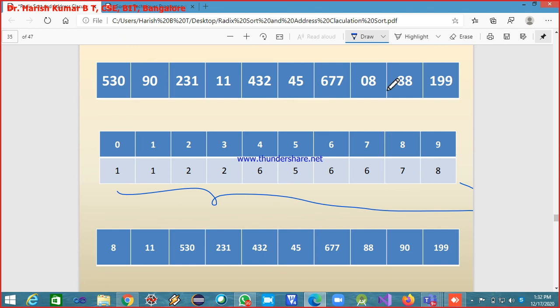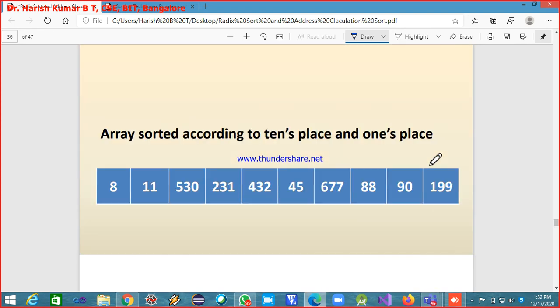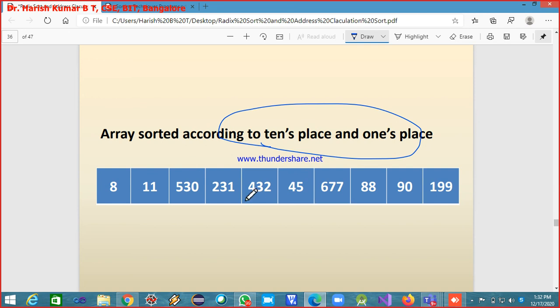Okay, so in the third iteration, I put a 0 here, and a 0 here also, and here also 1 0, here also 1 0, and here also 1 0. Now based on that, we are going to sort. Take this 199 again, I think. And this is what we are writing: the array sorted based on the tens position and ones position. This is the array.